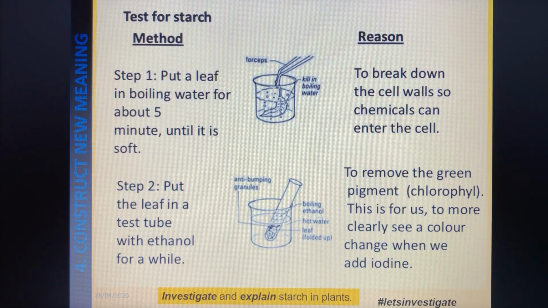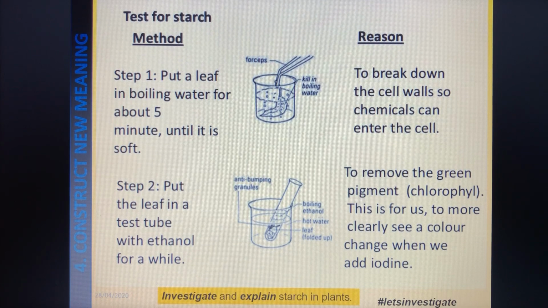Okay, another really important question that the exam board like to talk about. They like to talk about why ethanol is dangerous. Okay, it's because it's flammable. So we've now put the leaves into a boiling tube, and into that boiling tube is ethanol, and that's gone back into the hot water bath of the beaker.